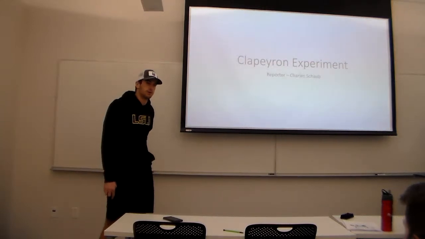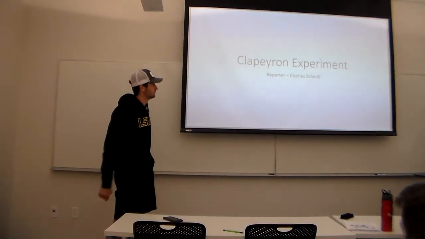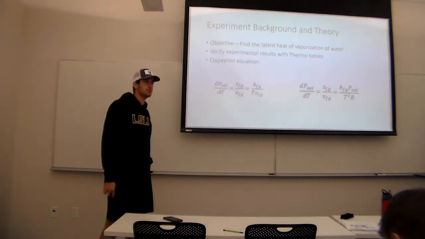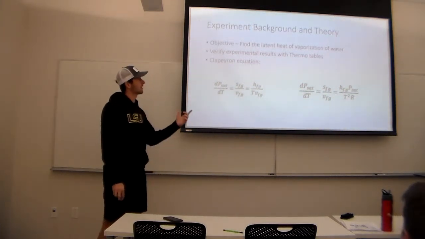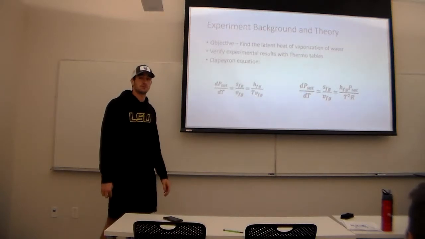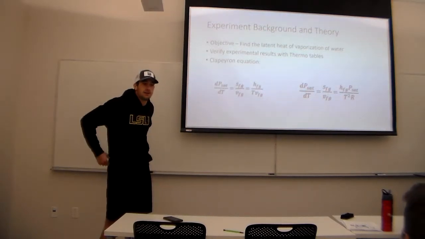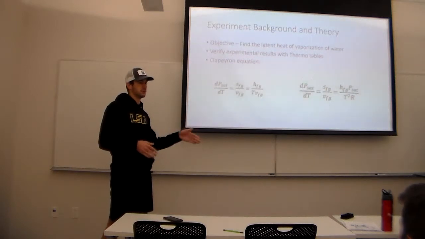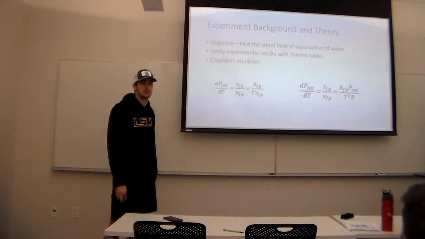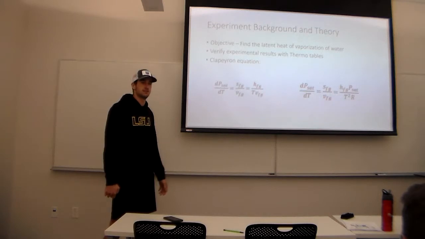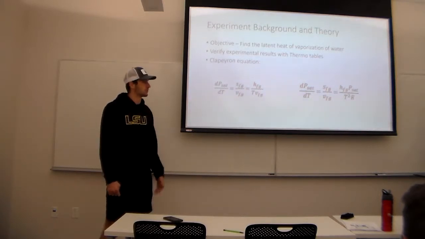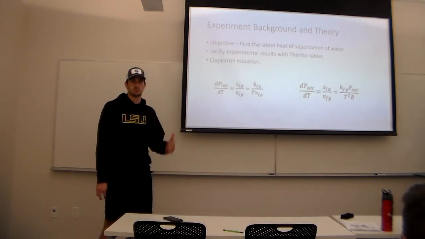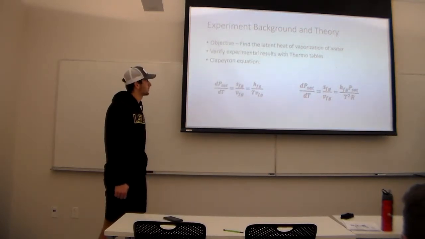And our group did the Clapeyron experiment. So just a background of the experiment. The whole objective of the experiment is to find the latent heat of vaporization of water at different points. So we essentially look at between 0 degrees Celsius and 100 degrees Celsius, find out what the latent heat of vaporization is throughout, looking at specific enthalpies, pressures, temperatures, things like that throughout the experiment.